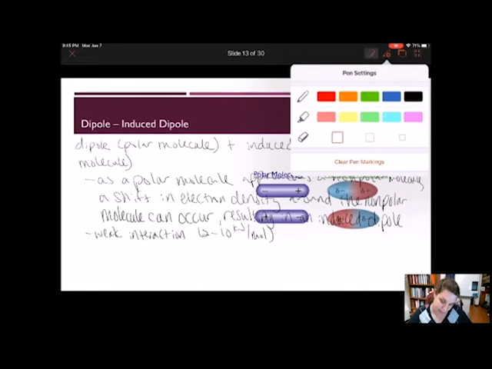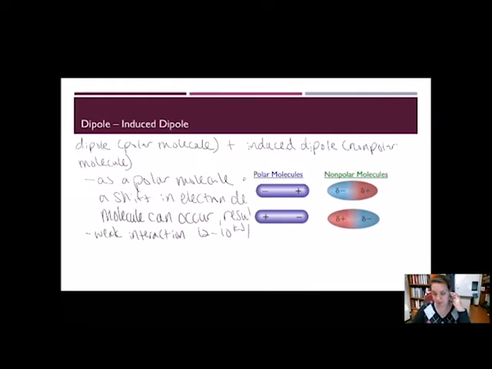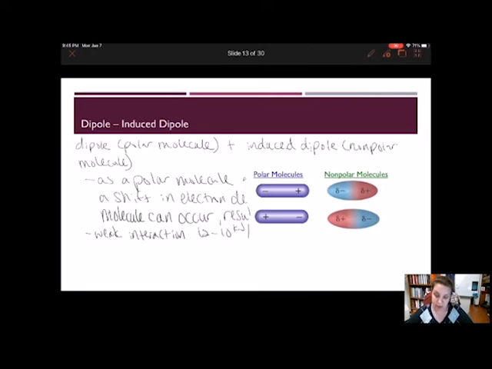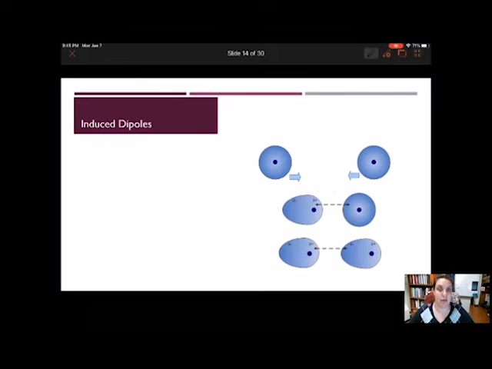Let's erase that so you can see. Polar molecules have their permanent dipoles. And then our nonpolar molecule has the induced dipoles, and the positive end will interact with the induced negative end, and the negative end with the induced positive end.